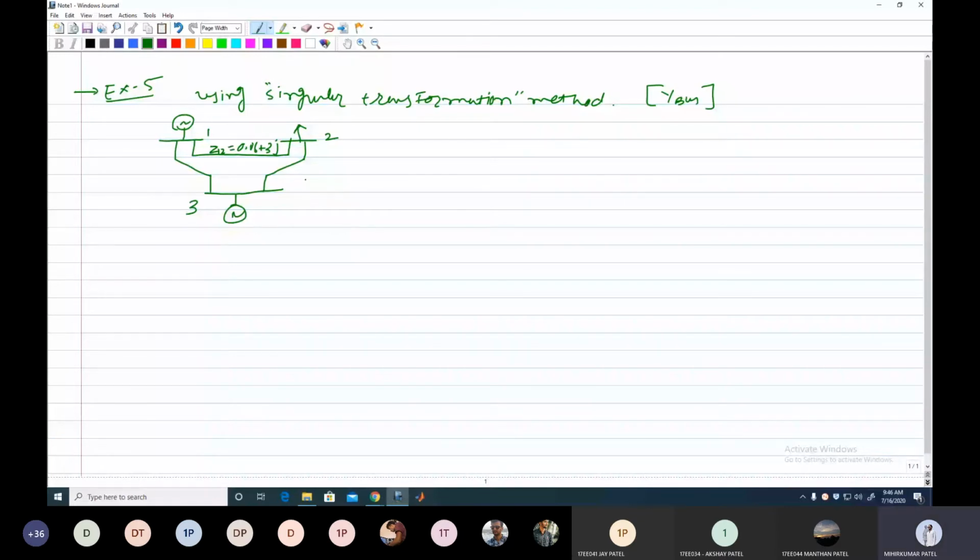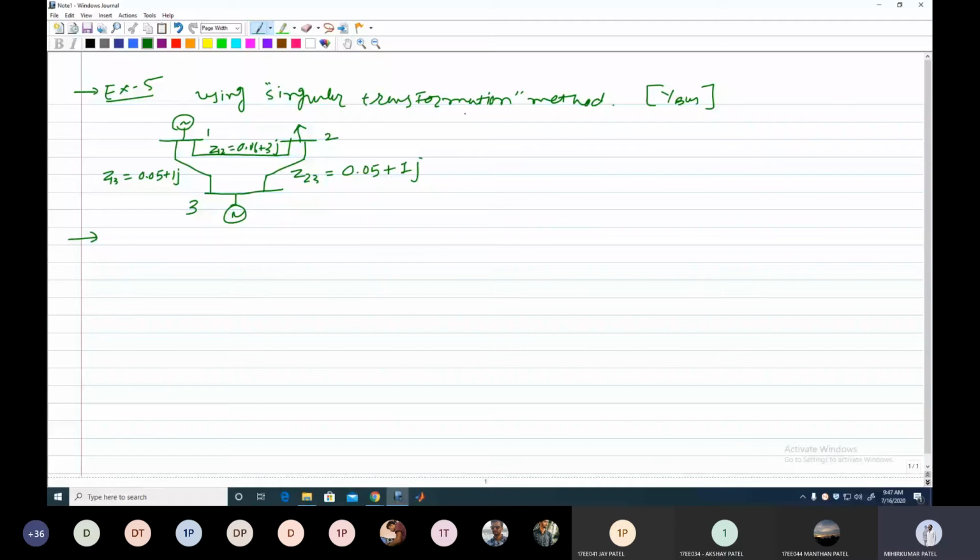Here Z23 is equal to 0.5 plus 1J, and Z13 is equal to the same, 0.05 plus 1J. So for this network, you have to formulate or calculate the Y bus matrix using the singular transformation method.